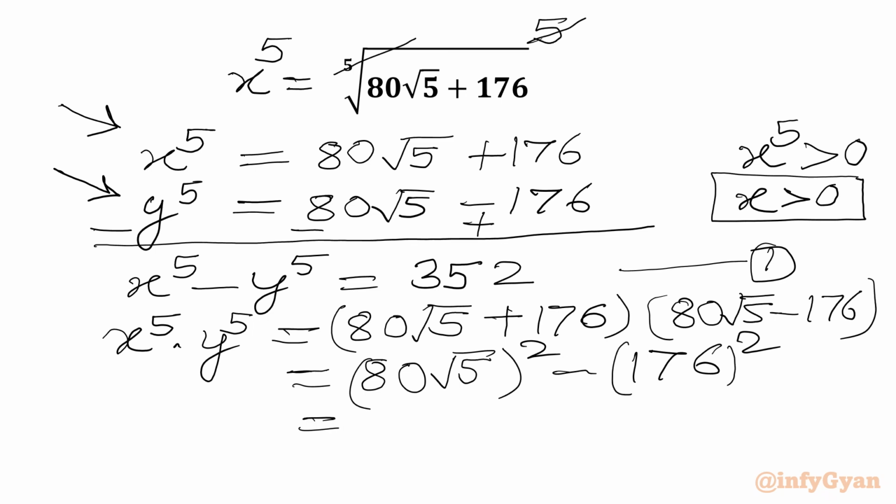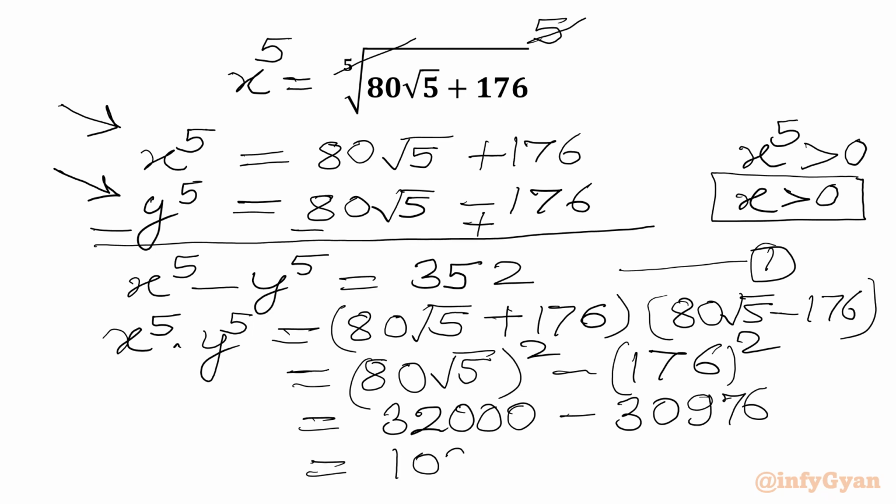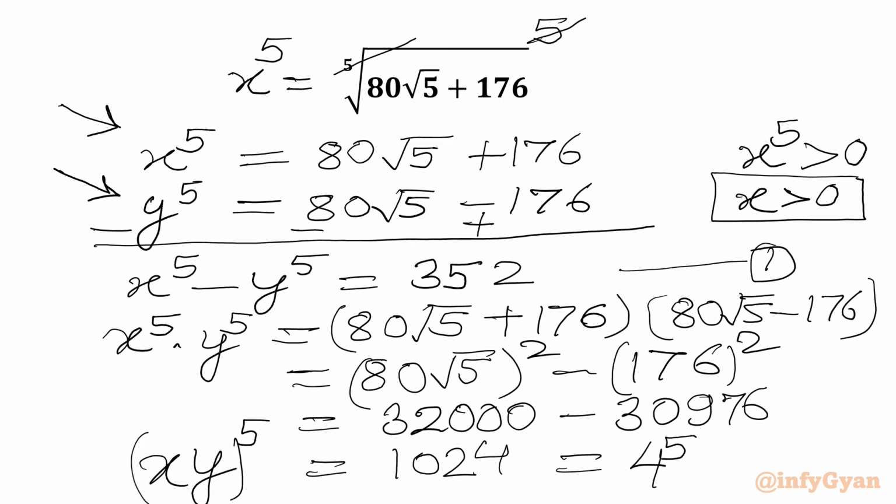So the square of 80 square root 5 is 32,000 and the square of 176 is 30,976. The difference will come out 1024, which is 4 power 5. So LHS we can write xy whole power 5. RHS is 4 power 5. For real xy value, we will take the fifth root both sides. We can write xy equal to 4. This would be equation number 2.